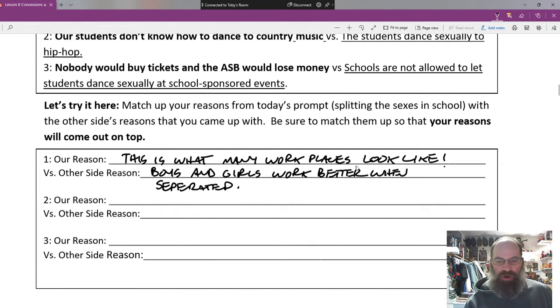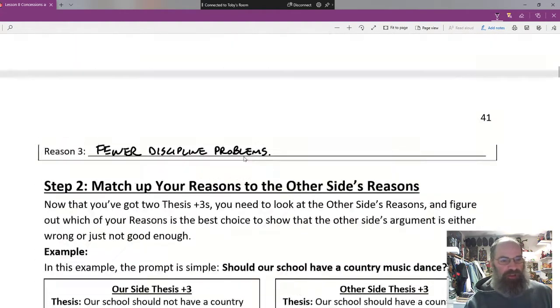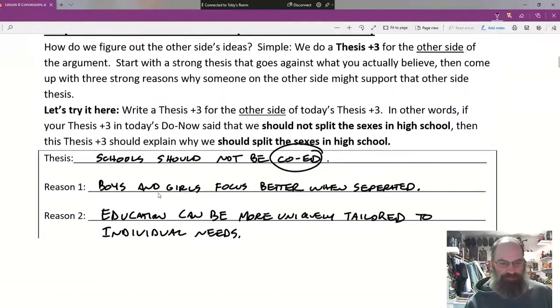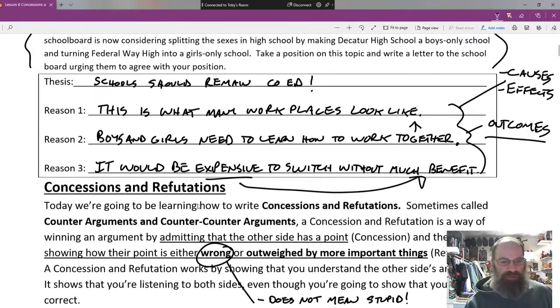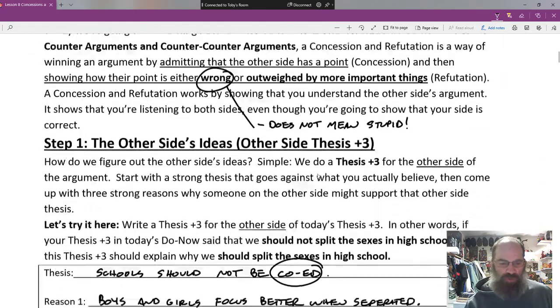You see how, okay, so if you're claiming they work better when separated, that hardly matters when you consider that in the future they're going to have to learn to work together. See? All right. Education can be more uniquely tailored to individual needs versus boys and girls need to learn to work together.